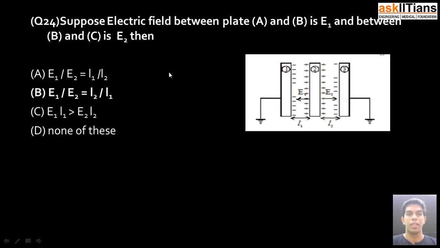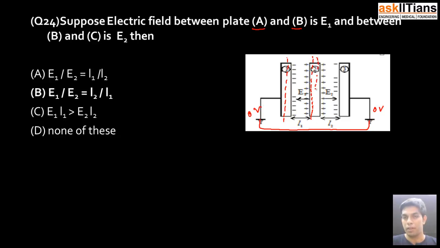Next question. Suppose the electric field between plate A and B is E1 and between plates B and C is E2. Then, so this is grounded, so we can say that these 2 points are actually connected because these are actually at the same potential, 0 volt each. And I have a sort of capacitor over here with one half of plate A forming one plate and the other half of the capacitor is formed by the other half of plate B.